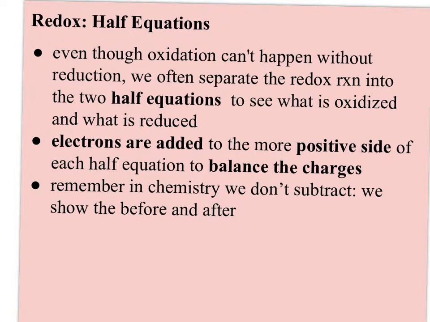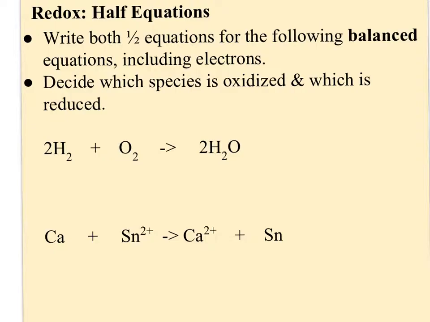We can't always tell if the electron transfer is equal or not based on balancing by inspection. So electrons are added to the more positive side of each half equation to balance the charges. That means electrons are added to the reactant side of the reduction equation, and electrons are added to the product side of the oxidation equation. Because remember, in chemistry, we don't subtract, we show the before and after. So electrons are gained in reduction, lost in oxidation.